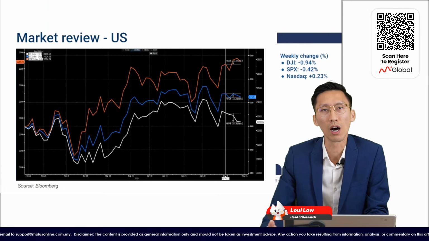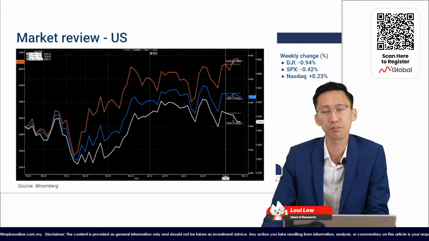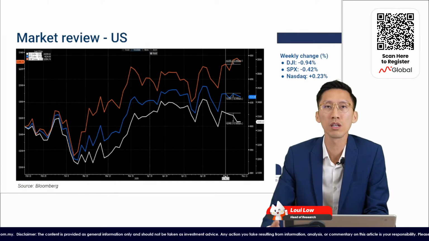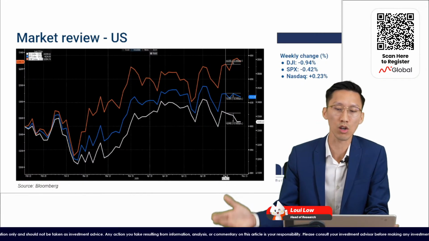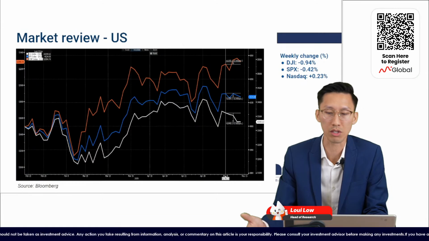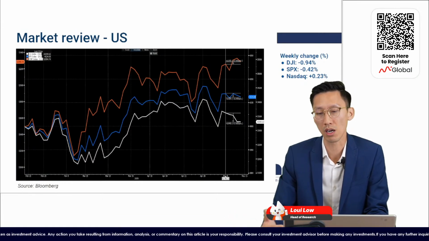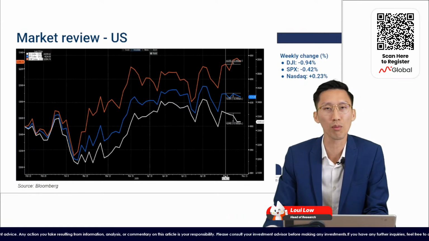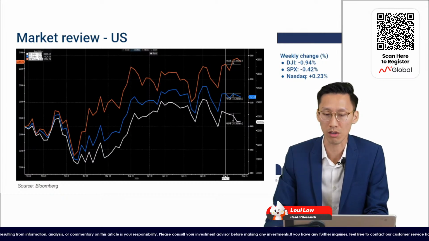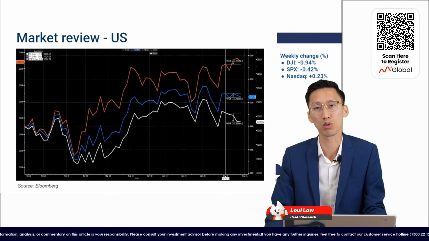I believe that this was due to sentiment being more bullish on the technology stocks because of the potential rate pause by the Federal Reserve, and therefore you can see that the banking stocks are actually down. The Dow Jones is down. The S&P is in the middle ground, which is negative 0.42%. The Nasdaq, which is more heavily weighted towards technology stocks, is up 0.23%.